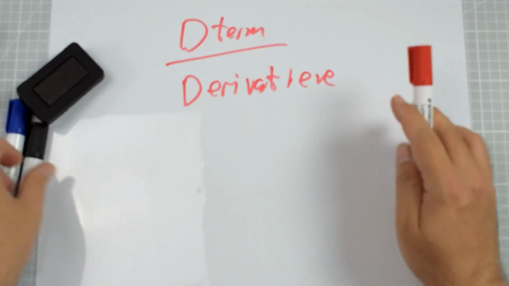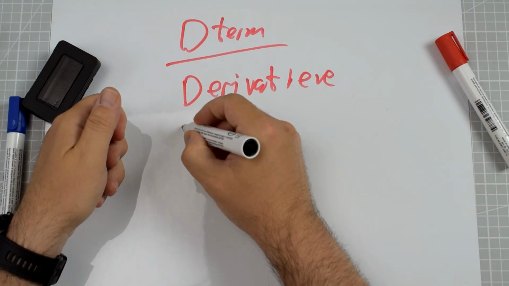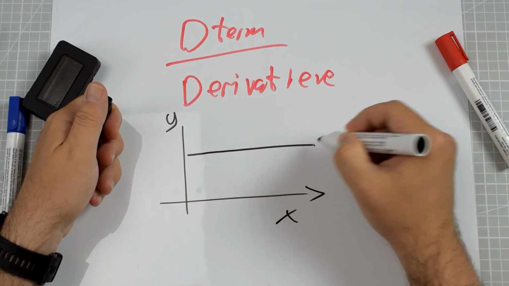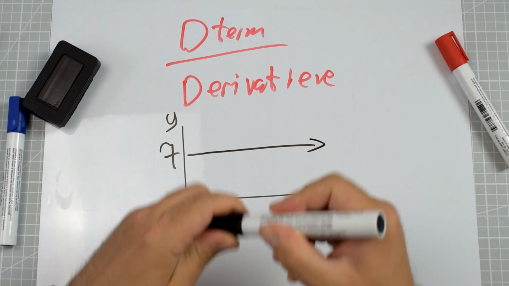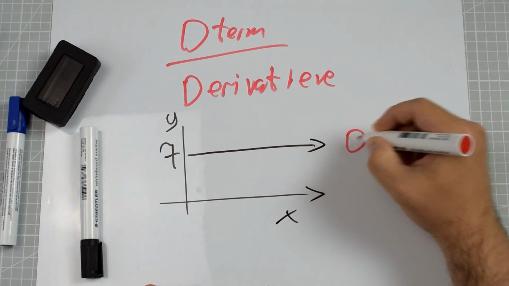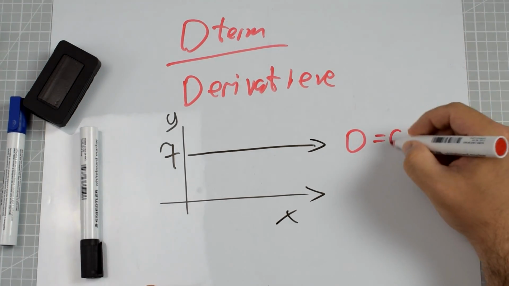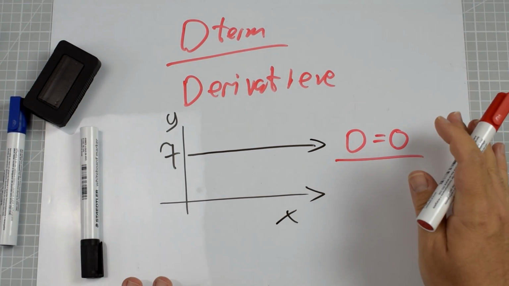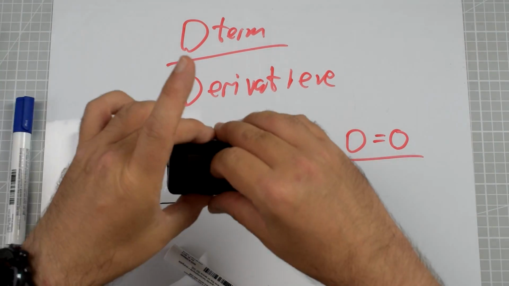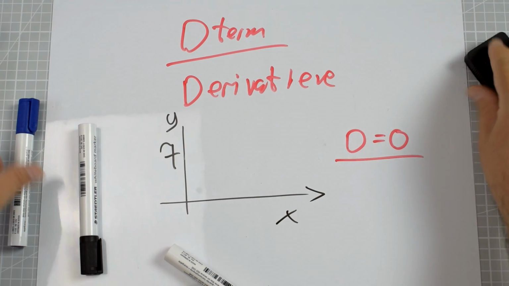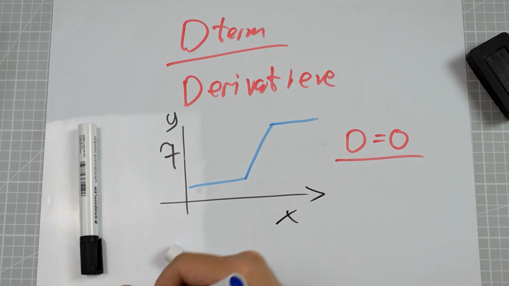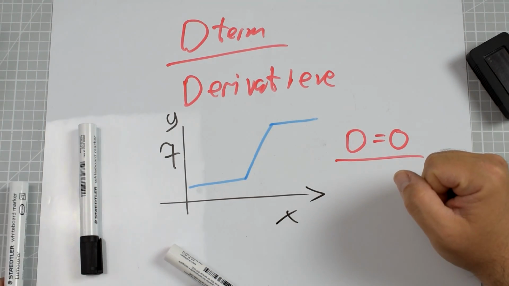For example, if we have a signal, here we have x, here we have y, that has a constant value, for example the value is 7, then the derivative of such a signal, so D equals how many? 0, because the derivative has value only when the original signal is changing. So instead of having a flat line, if we would have a line that goes like this and then like this, what would be the value of the derivative?